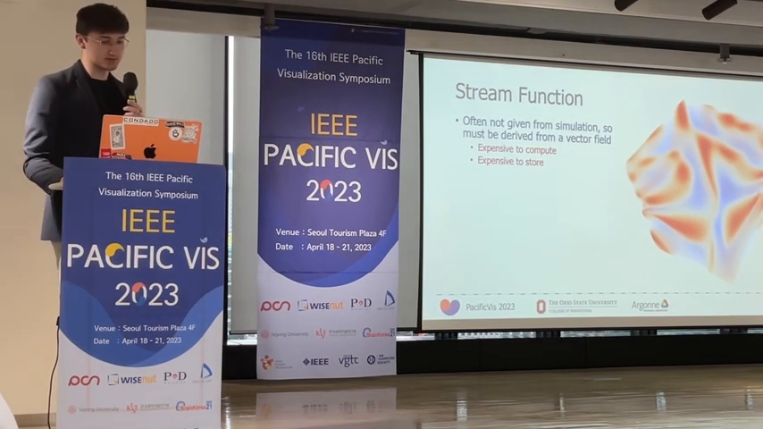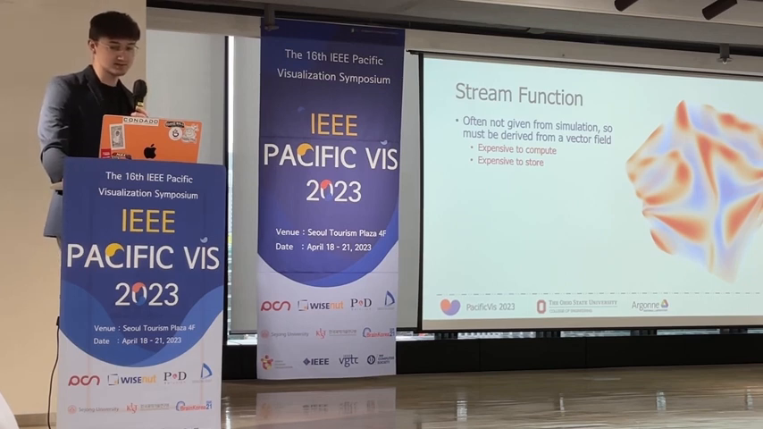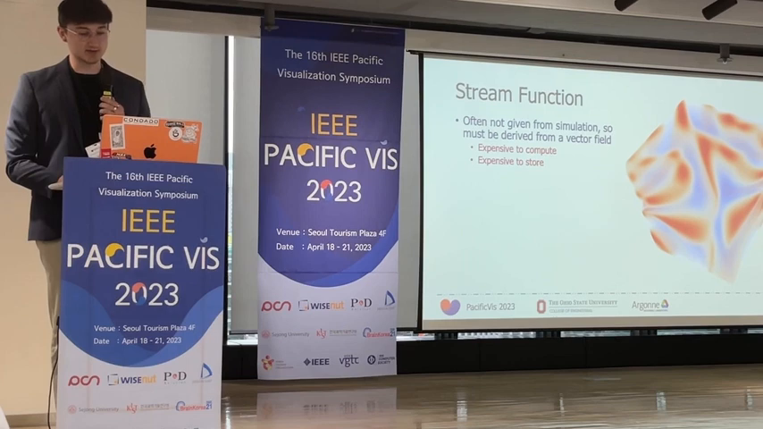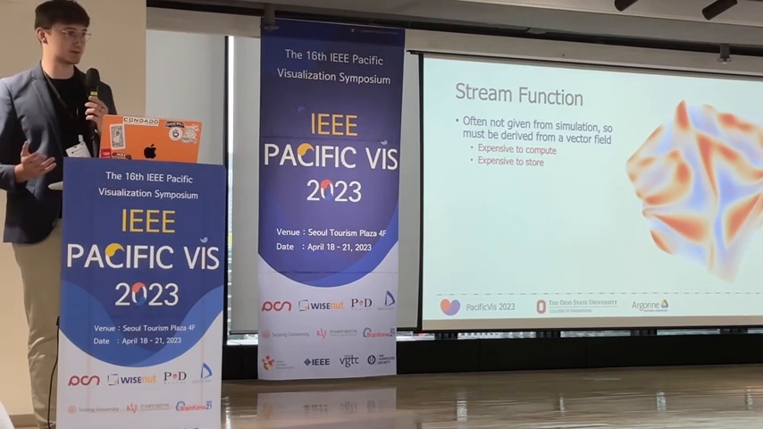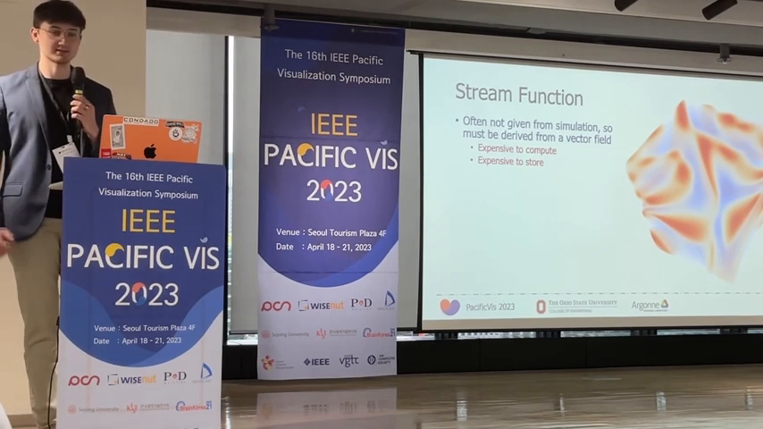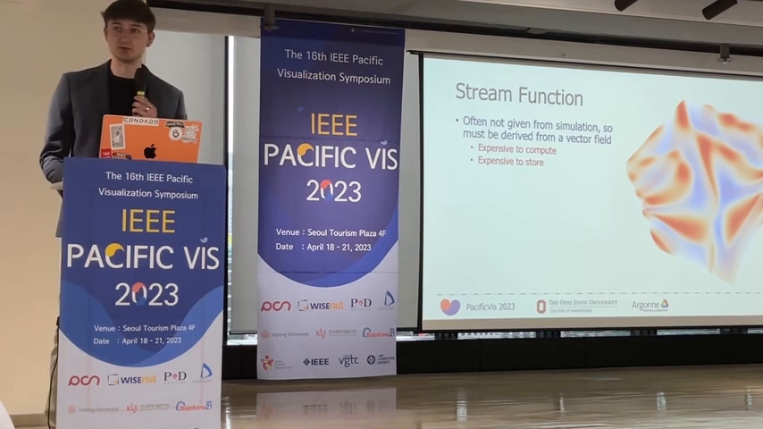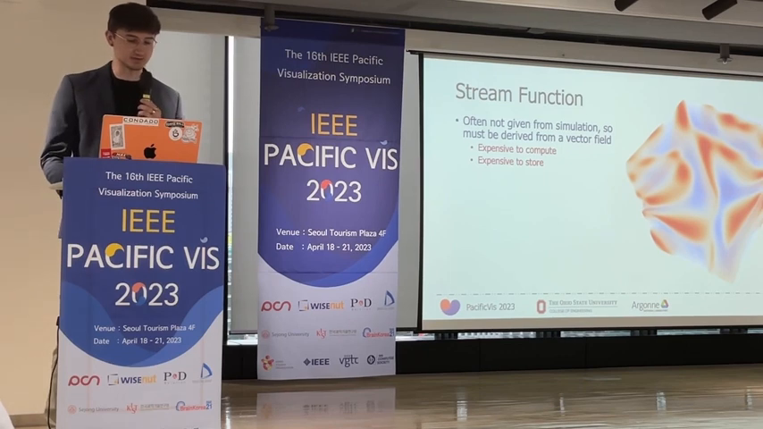So these stream functions are usually not given to us from simulations, for DNS, for example. They actually need to be calculated or derived. So this is both expensive to compute and expensive to store, especially as the resolution of your vector fields gets larger and larger as scientists have higher computing capabilities. So we're going to talk about how to generate a stream function from some vector field data.